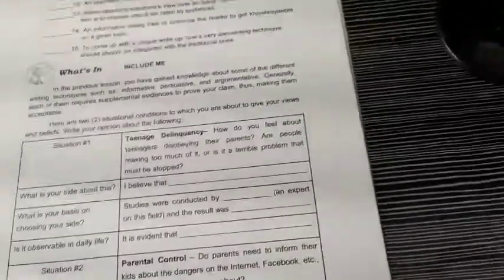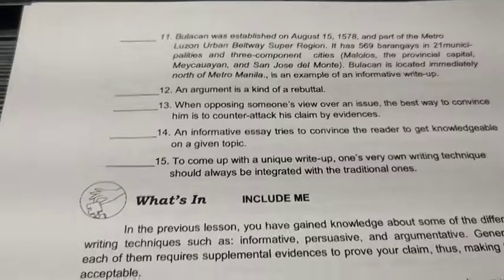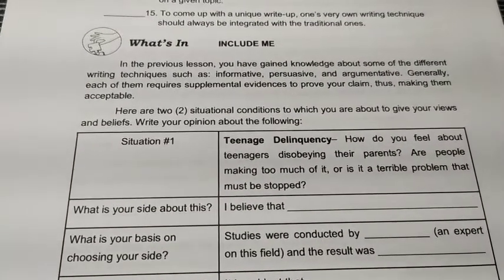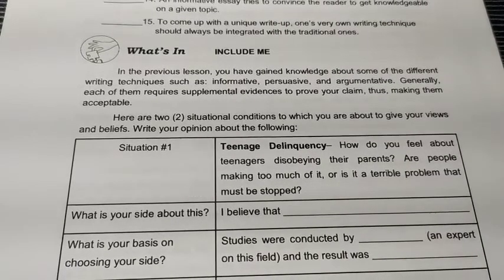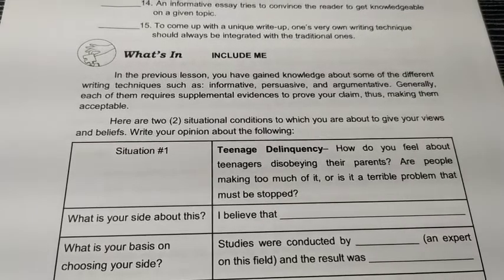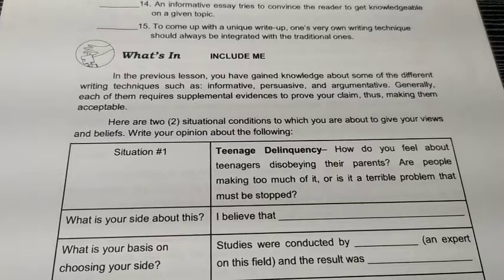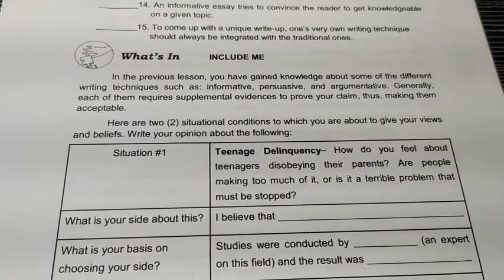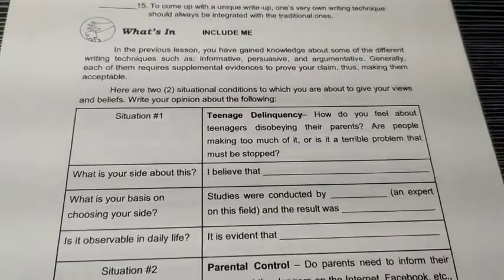So on page number 2, it's the continuation of the What I Know. And the next part is entitled Include Me. In the previous lesson, you have gained knowledge about some of the different writing techniques such as informative, persuasive, and argumentative. Generally, each of them requires supplemental evidences to prove your claim, thus making them acceptable. Here are 2 situational conditions to which you are about to give your views and beliefs. Write your opinion about the following.